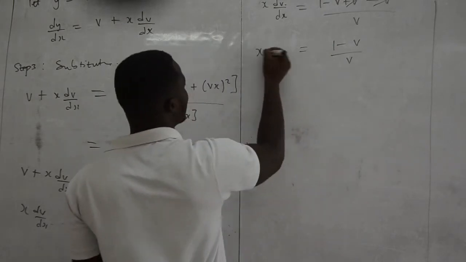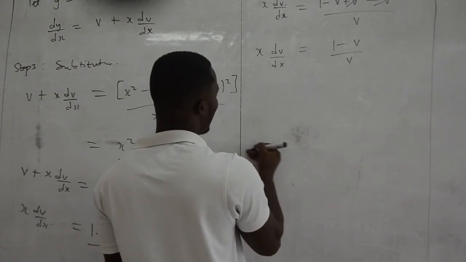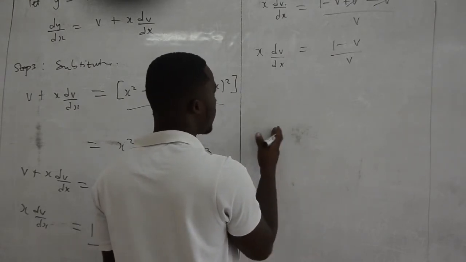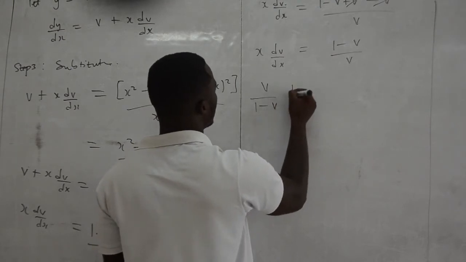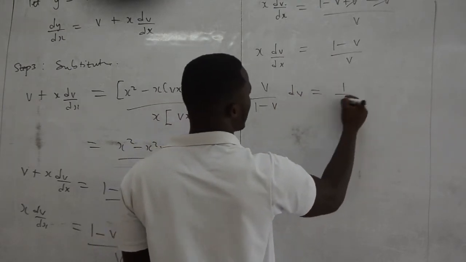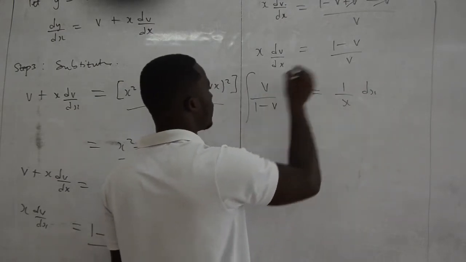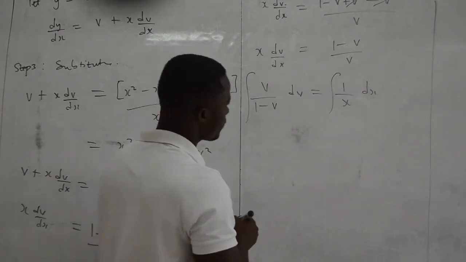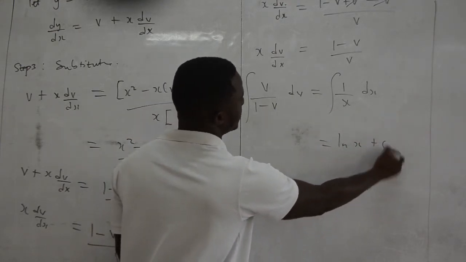So I have my x dv over dx. So what we'll do is we group like this, all the v's on one side and all the x's on one side. Then I'll have v over 1 minus v dv is equal to 1 over x dx. I have the v, I have the x, and then we have to integrate this one. How to integrate this one is we'll get something like ln x plus a certain constant c.